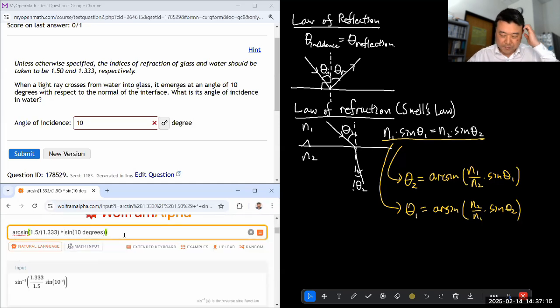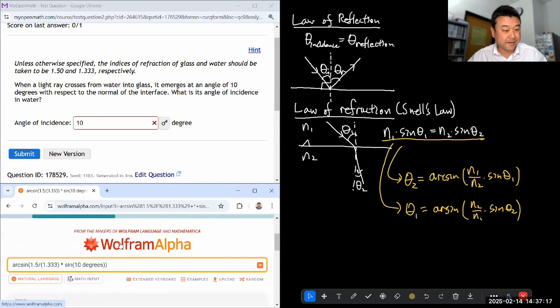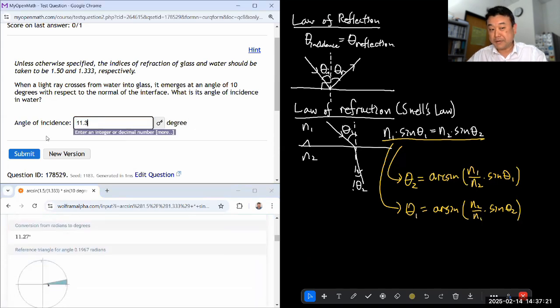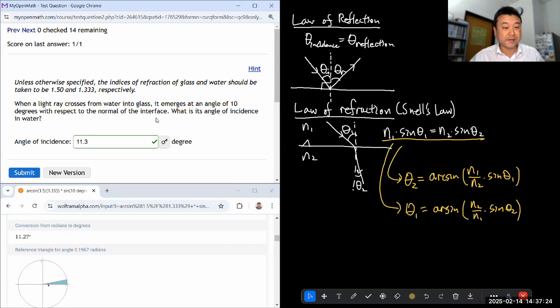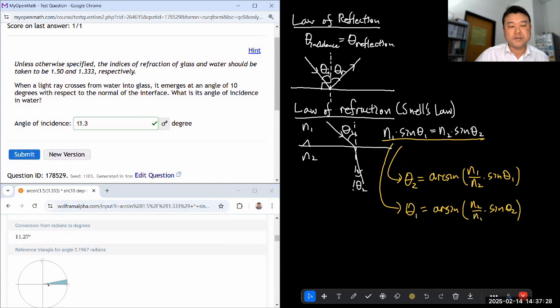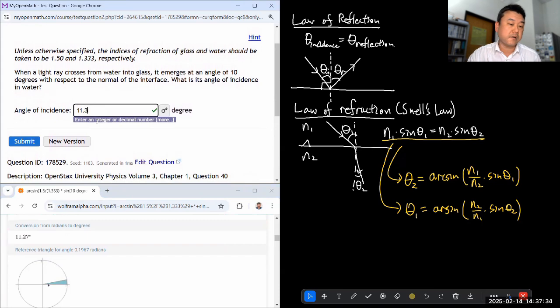So the incidence should be bigger than 10 degrees, I think. Yeah, 11.27, all right. 11.3 should be graded as correct. That's right on the boundary because this one number is kind of small, but as long as you keep three significant figures, rounding error alone shouldn't cause your answer to be graded as incorrect. All right, I got two more questions.